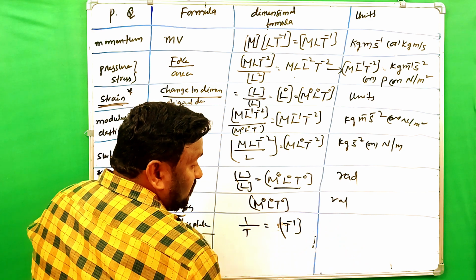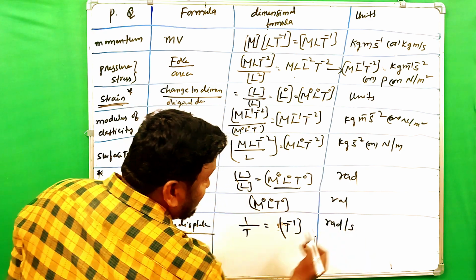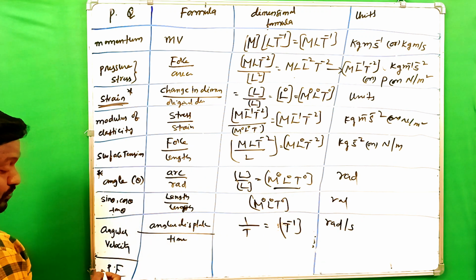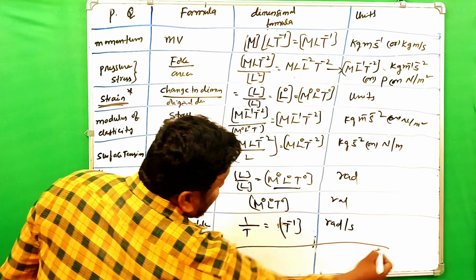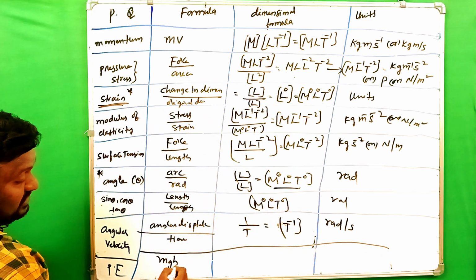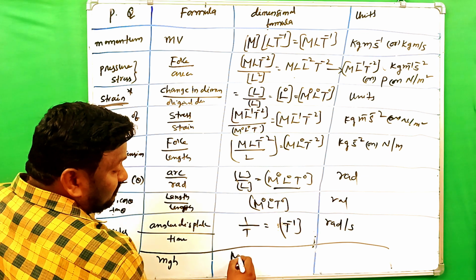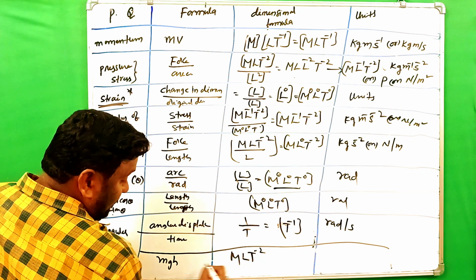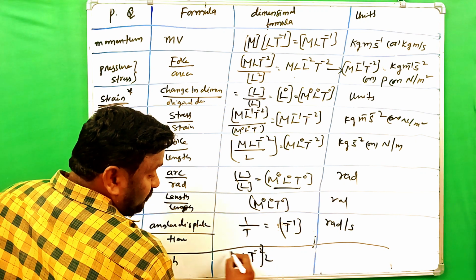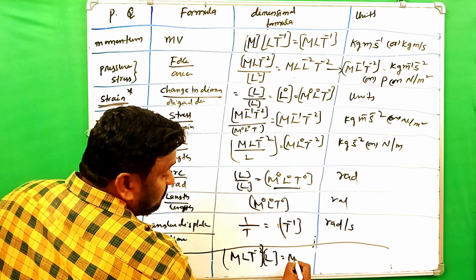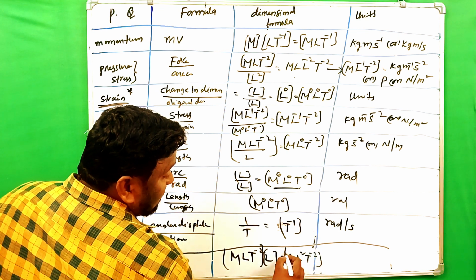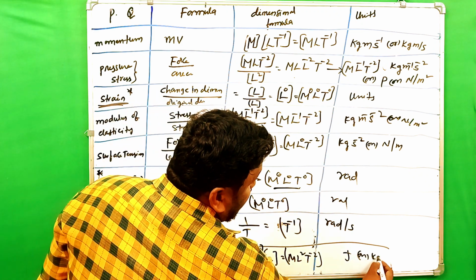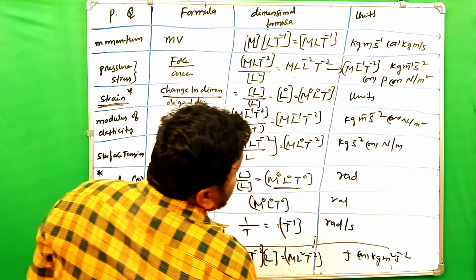Clear? The unit for angular velocity is radian per second. And now, children, potential energy. The formula is mgh. For mass, capital M; for g, acceleration due to gravity, L T inverse 2; for height, L. Then we get M L square T inverse 2, and the units are joule or kg meter square second inverse 2.